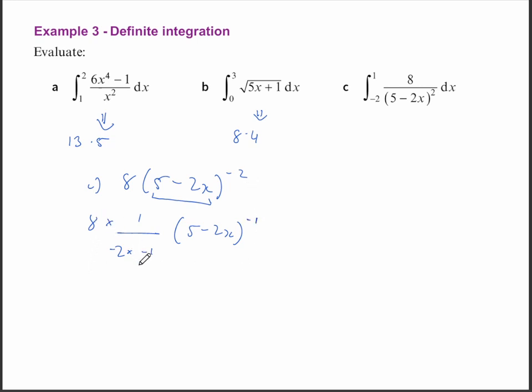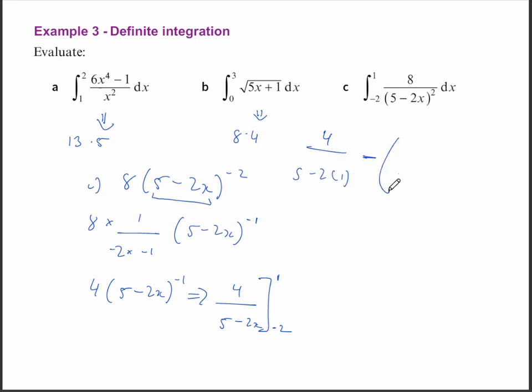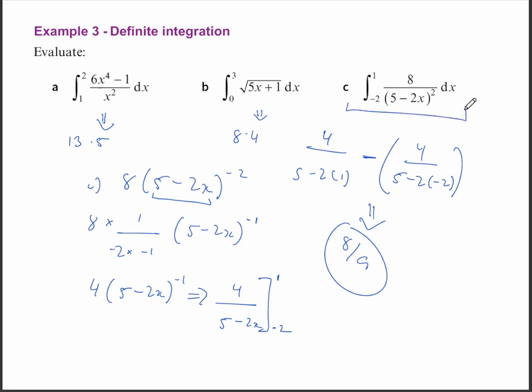This will give us 8 over 2, which is 4. So 4 times 5 minus 2x to the power negative 1, which is just 4 over 5 minus 2x. And you put two limits here, negative 2 and 1, and you will evaluate this as it is. So 4 over 5 minus 2 times 1, subtracted by 4 over 5 minus 2 times negative 2. And this will give us 8 over 9 as our answer. Therefore, this integral right here will be evaluated to give us 8 over 9.